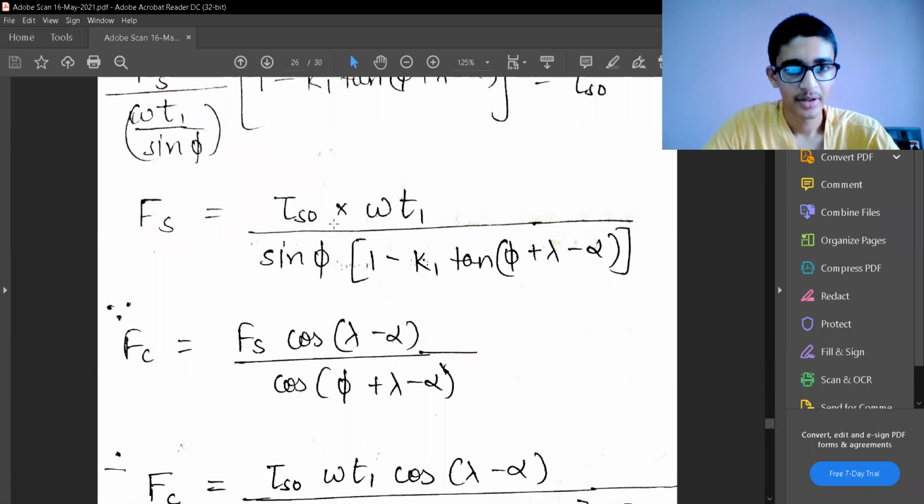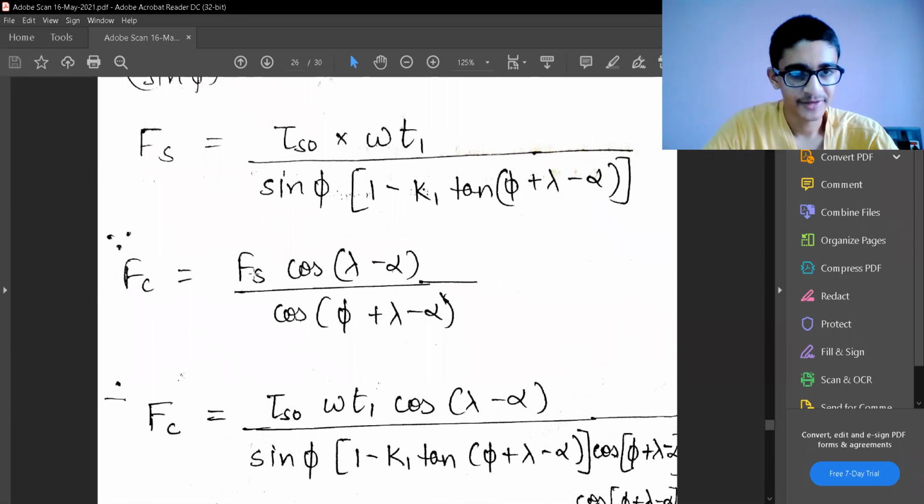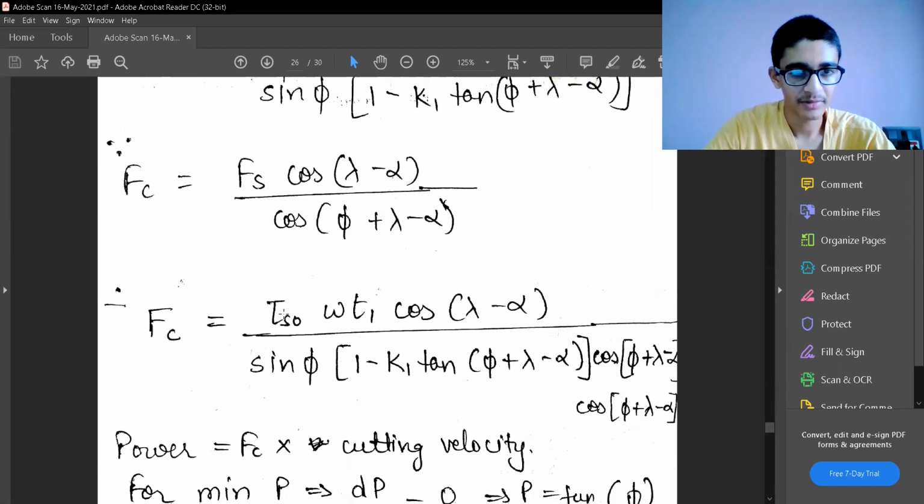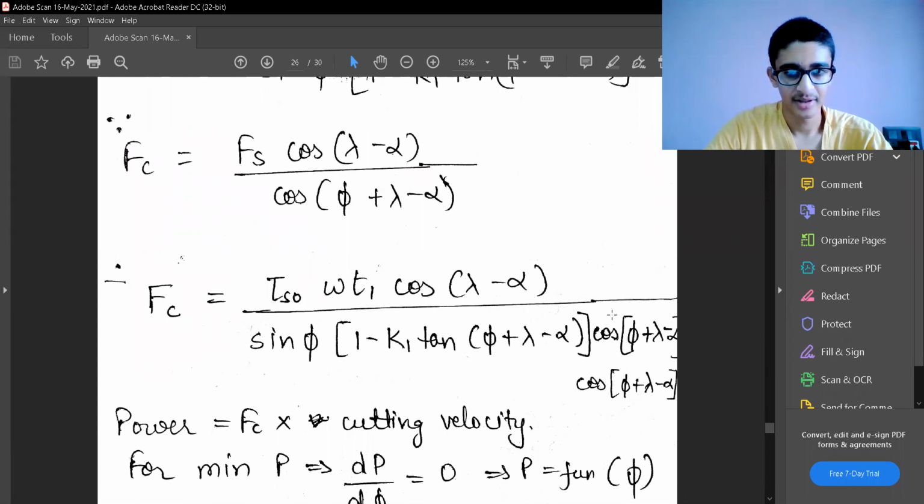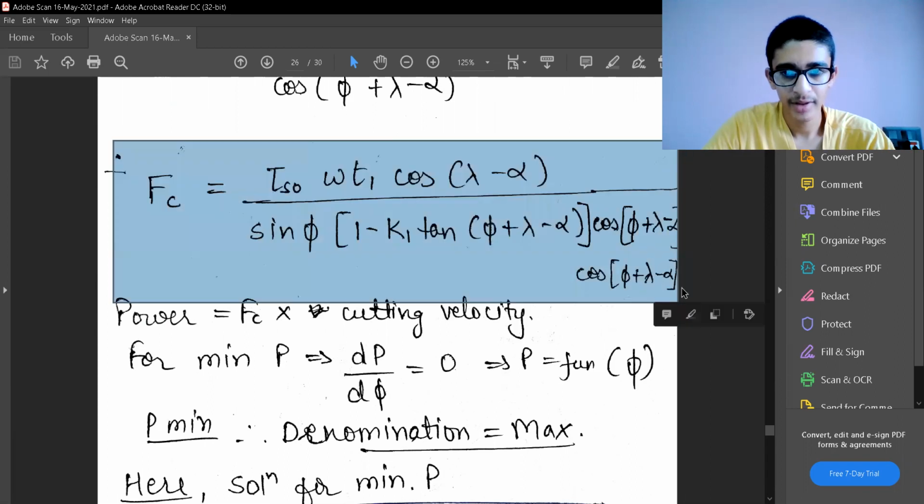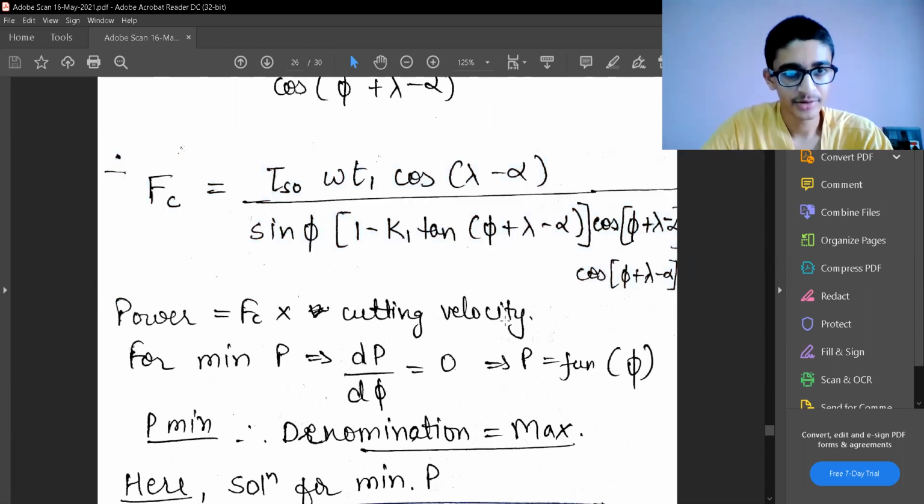That is Fs0 and W t1 sine phi into this factor, and Fc, again we know, is Fs into the projection angles. So I have just substituted Fs from the above equation over here, and Fc is this long expression. Just to clarify, this cos of phi plus lambda minus alpha is the same, so it has been rewritten. Now we can make the other condition that is again involved for minimum power. So this is the expression involved for the modified solution.